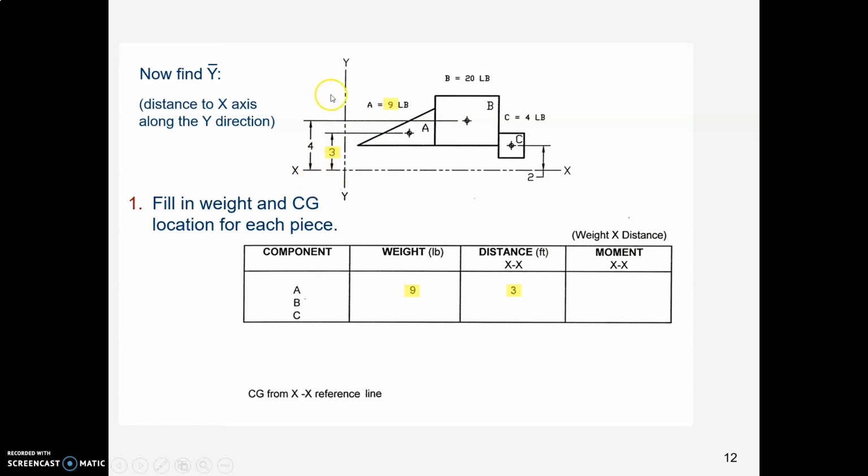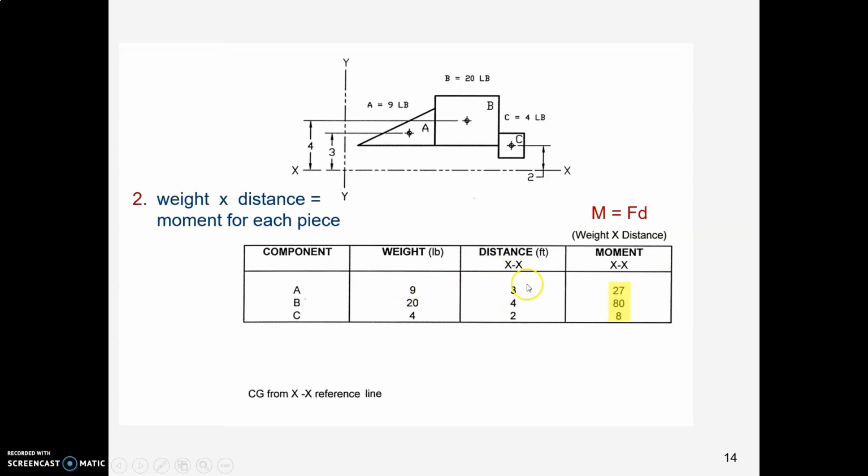We're looking for the center of gravity in the Y direction. So we'll start with triangle A. It weighs 9 pounds. Its distance in the Y direction is 3 feet up. And we'll fill in the other two. B weighs 20 pounds. Its distance is 4 feet up to its center. And square C weighs 4 pounds, and its center is 2 feet up. So I've filled all those in.